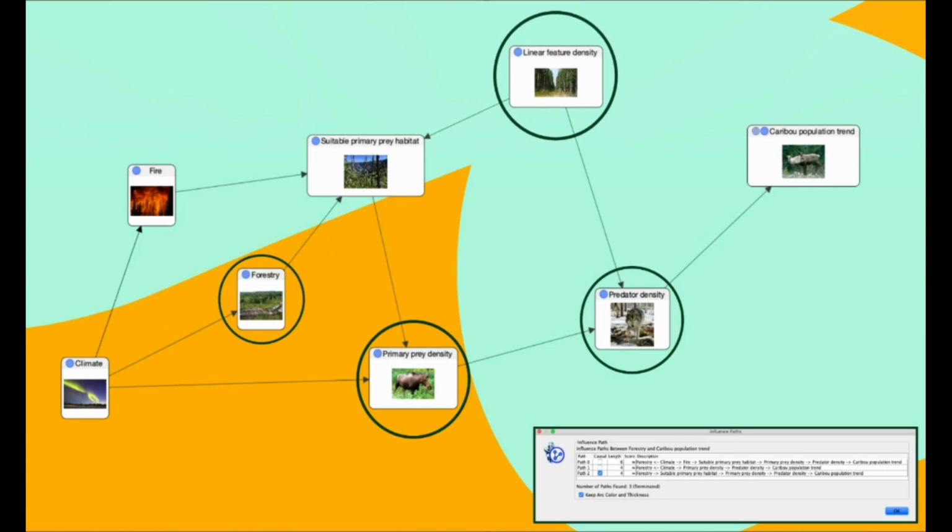And of course, we also know from this chain from forestry through to caribou population trend what we absolutely should not be controlling for. So if we want to know the independent effect of forestry on caribou population trend, we certainly can't do that in a place where we are also intervening in some way on that primary prey density population or on the predator density. So it's really important to do that upfront work to identify this, to generate those unbiased estimates of the effect of these management actions on the outcomes.